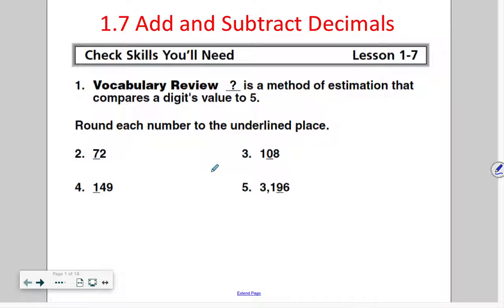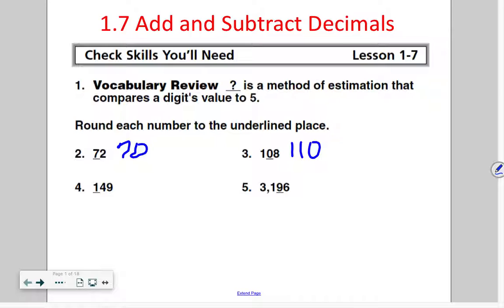Round each number to the underlined place. In number 2, if I have the 7 underlined in the tens place, is the 2 in the ones place going to change that? No. So what would 72 round to? 70. Good. Number 3, 108. The tens place is underlined. Is the 8 in the ones place going to change that? Yes. So what's my new answer going to become? 110.